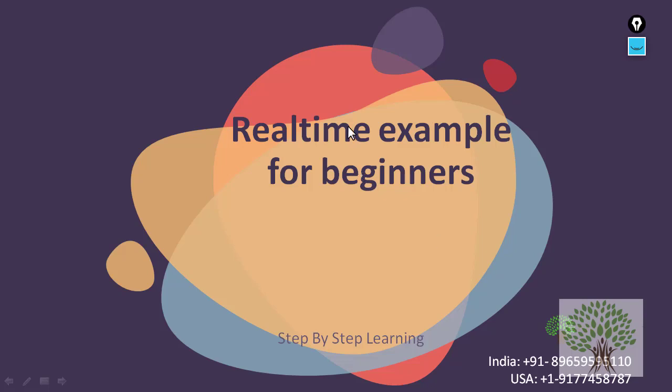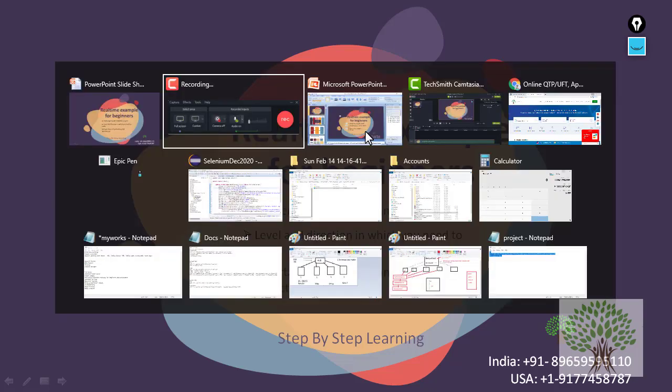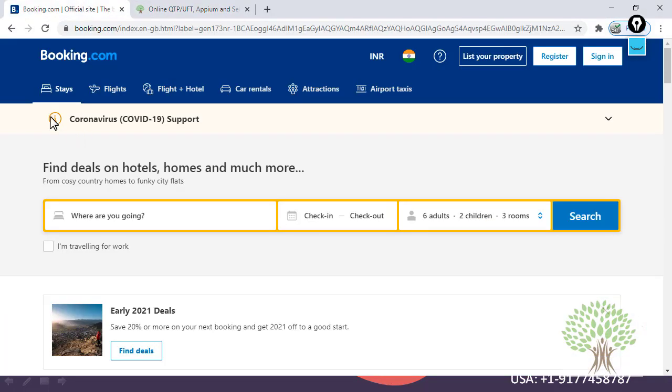Before I start off with the actual implementation and examples on Selenium, let me just take a real-time example for beginners. I am taking this in the beginning because I need to tell you about three things. First is that you need to understand the challenges which we face in the real-time project. Then only you will be able to learn in the right direction and you will be able to understand to which level you need to learn this tool. And you also need to understand the importance of automation test architecture, which will be clear to you after this example.